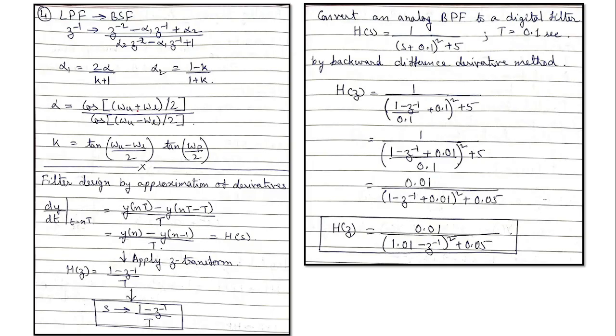Similarly, we have the low pass filter to band stop filter. Here Z inverse will be transformed to (Z to the power minus 2 minus alpha 1 Z inverse plus alpha 2) divided by (alpha 2 Z to the power minus 2 minus alpha 1 Z to the power minus 1 plus 1). Alpha 1 is given by 2 alpha k divided by (1 plus k), and alpha 2 is given by (1 minus k) divided by (1 plus k). Alpha here is given by cos of ((omega u plus omega l) divided by 2) divided by cos of ((omega u minus omega l) divided by 2), and k is given by tan of ((omega u minus omega l) divided by 2) times tan of (omega p by 2). Here also it is the same thing.